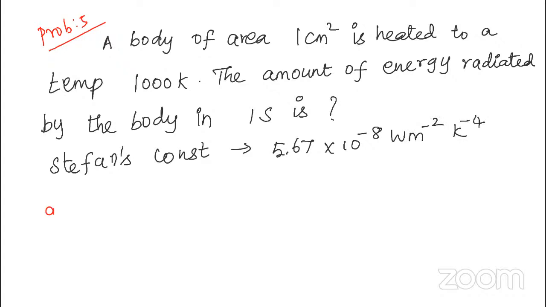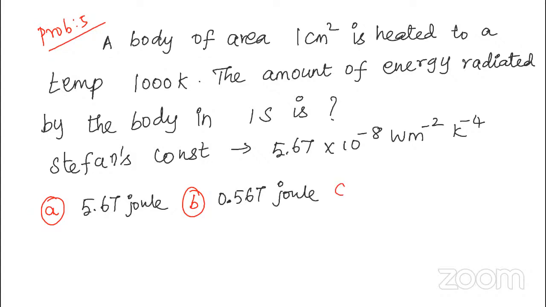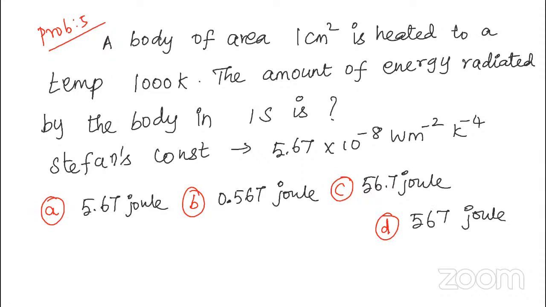Now they have given the options: option A is 5.67 joule, option B is 0.567 joule, option C is 56.7 joule, and option D is 567 joule. So this is the question.